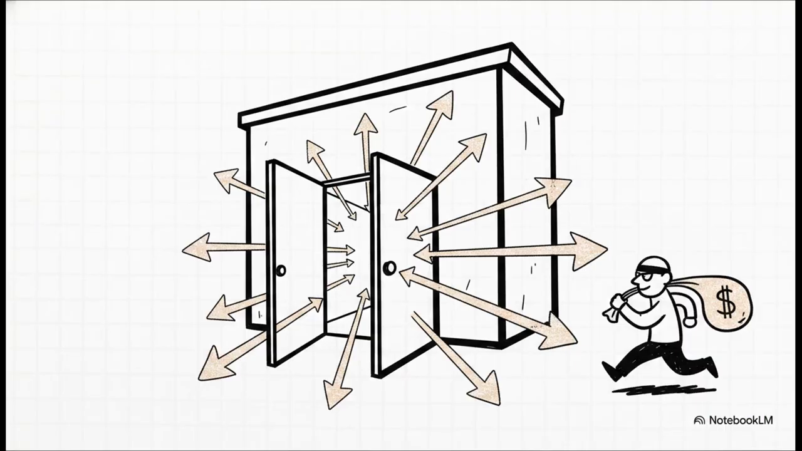Moving right along to Section 2, Public Open Access. Now that we know why we need security, let's look at the actual tools we use to enforce it. The lowest clearance badge in our security system is the public modifier. When you label something as public, you're basically saying the front doors are wide open.